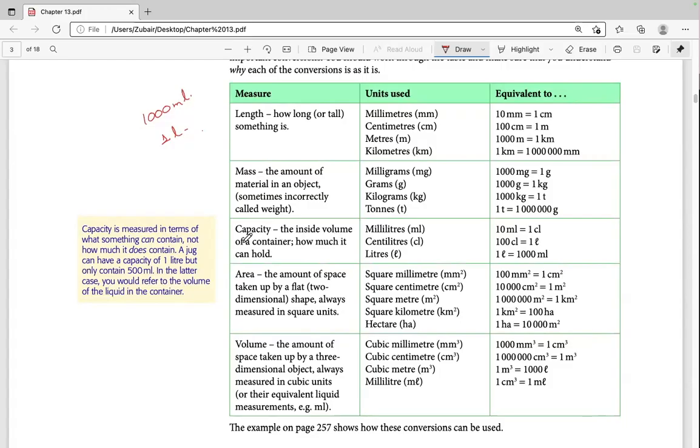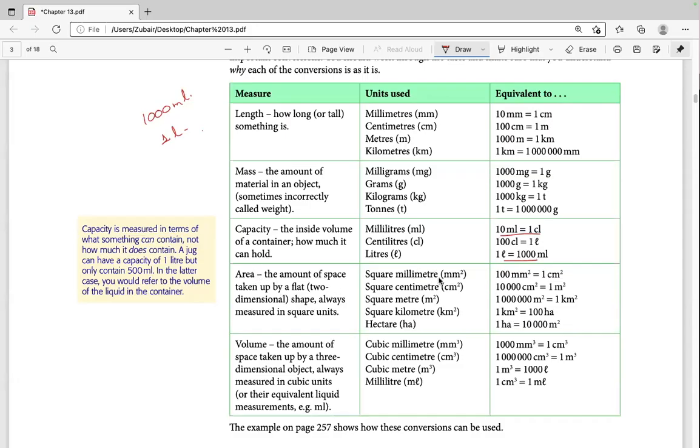So capacity is the inside volume of a container. We talked about length, mass, and now volume: milliliter, centiliter, and liters. 1 ml is equal to 1 centimeter cube. And centi means 100. No, centi is 10. So 1 centiliter is 10 ml. And 1 liter is 1000 ml. So 1 liter is equal to 100 centiliters.